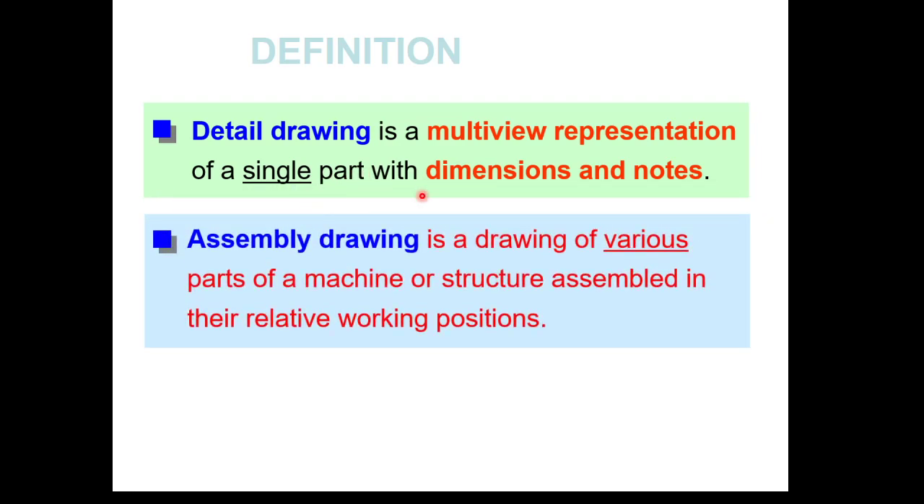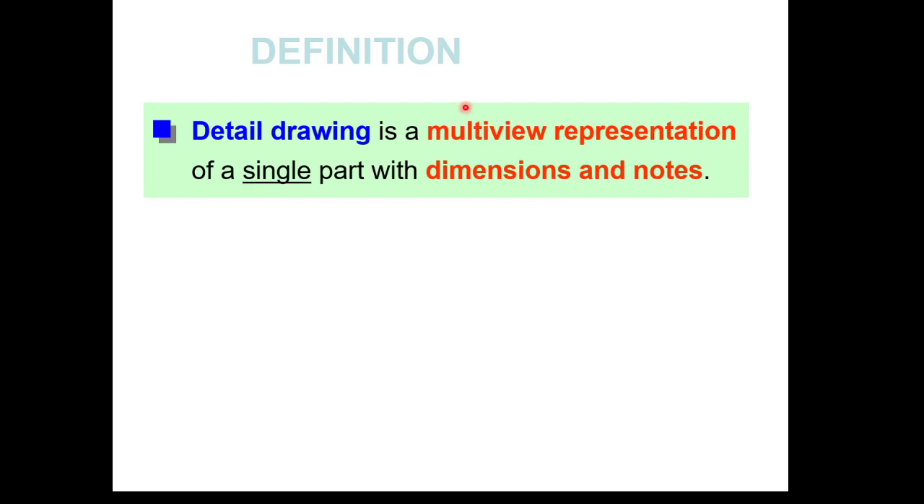Of course, on a detailed drawing, we show the necessary dimensions and write the necessary technical notes. If on the sheet, on the page, we have the necessary views, dimensions, technical notes, and what else? A fully filled in title block, then such a page is called a detailed drawing.